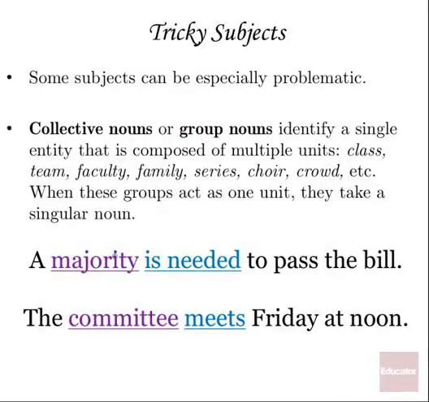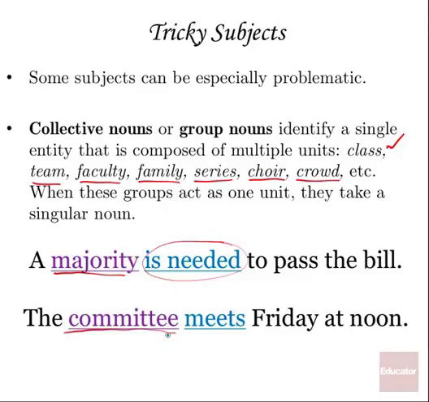All right, some types of subjects can be especially problematic. First of all, collective nouns or group nouns, which we covered briefly in our lesson on nouns. They identify a single entity that is composed of multiple units, something like class, or team, or faculty, family, series, choir, crowd, etc. Each of these things is a group made up of roughly equivalent units. When these groups act as one unit, they take a singular verb. So we say a majority is needed to pass the bill. Majority is made up of, in this case, a number of lawmakers, individuals, but they're acting as a group, a majority. So a majority is needed.